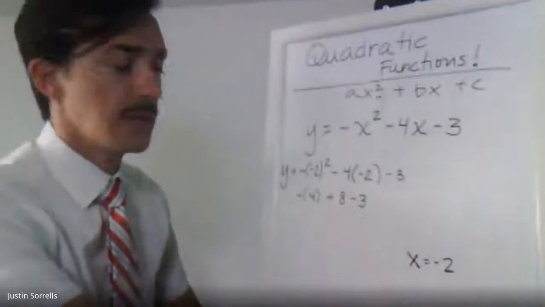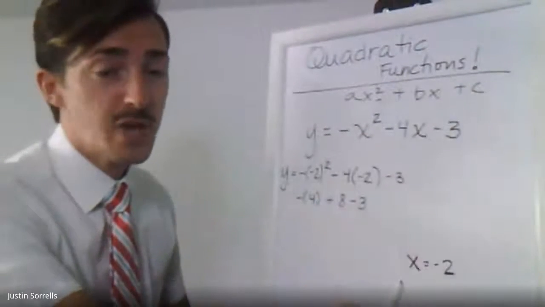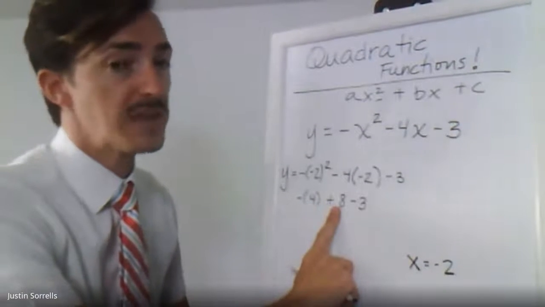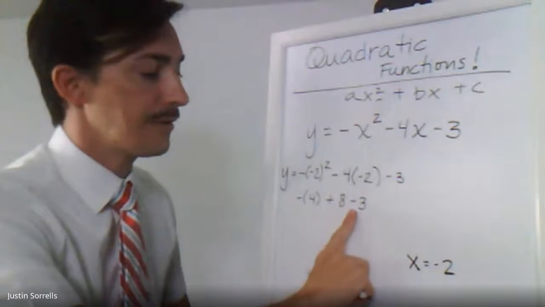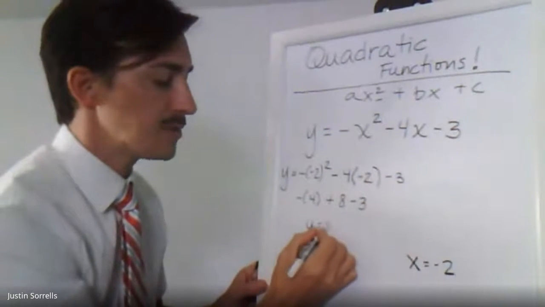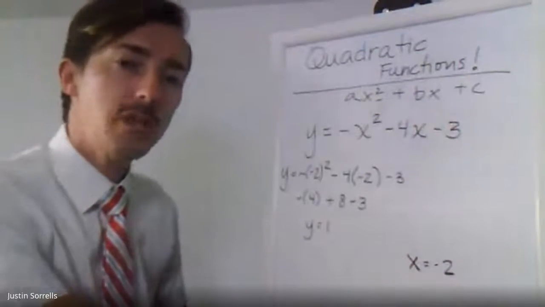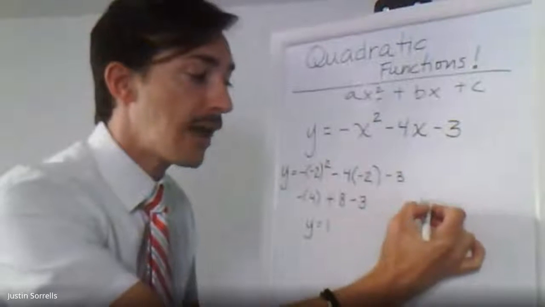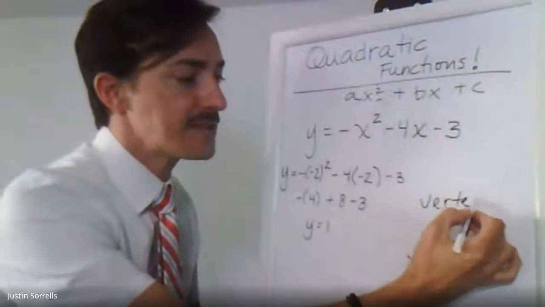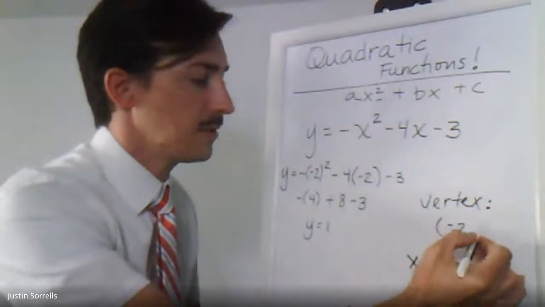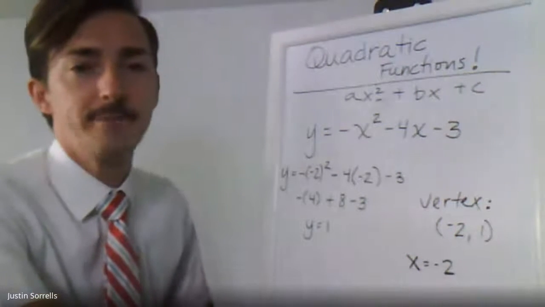Now we just read it from left to right, add or subtract. Negative 4 plus 8 is a positive 4. And then 4 minus 3 is 1. So y equals 1. Well, we got an x value, we got a y value. We now got a vertex. Our vertex, ladies, is at the coordinate negative 2, positive 1. Okay?